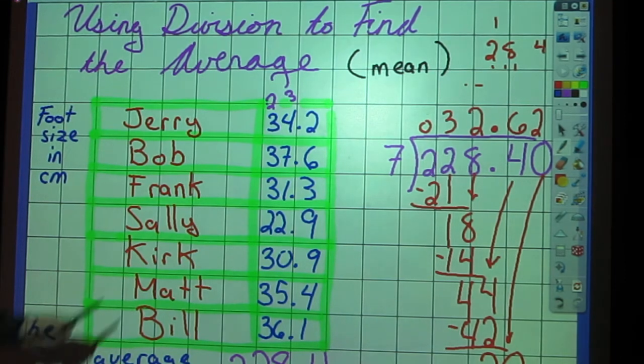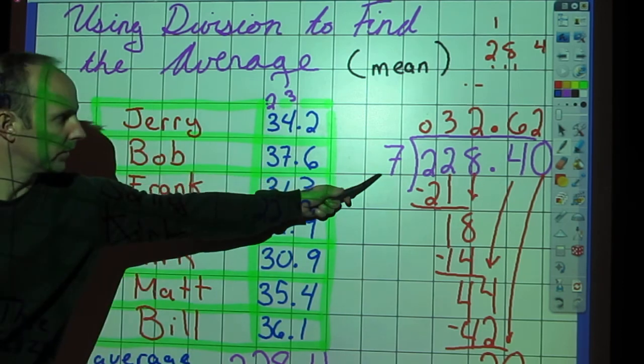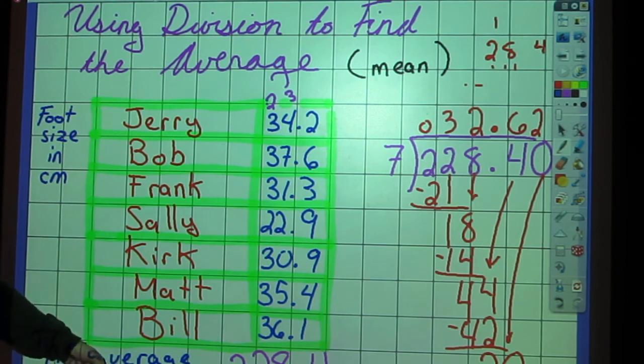Okay, so we had a table of foot sizes, and if I add all of them up, get my sum, my divisor becomes the number of data points I had. The average foot size between all these 7 people is 32 centimeters and 62/100 of a centimeter.